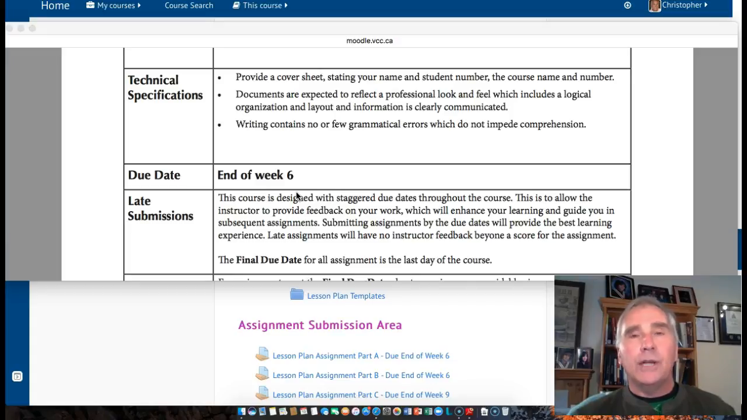Now you can choose not to do that. You can choose to hand in your work on the last day of the course. If you do that, you won't get any feedback. You'll get a grade and you won't be penalized for it.